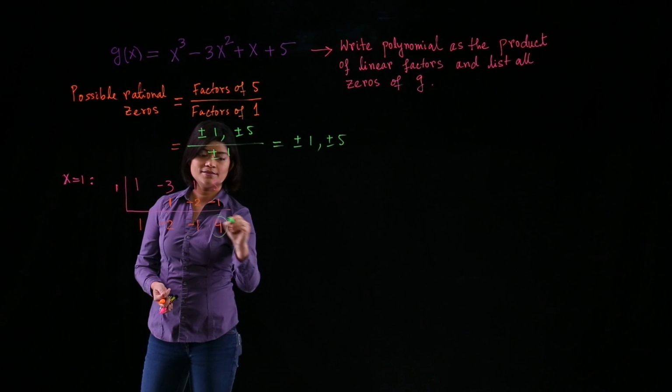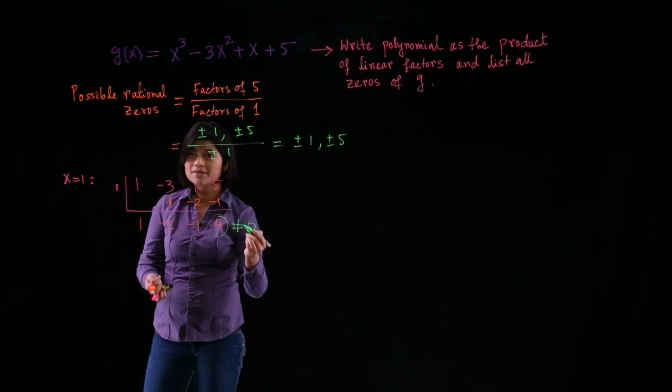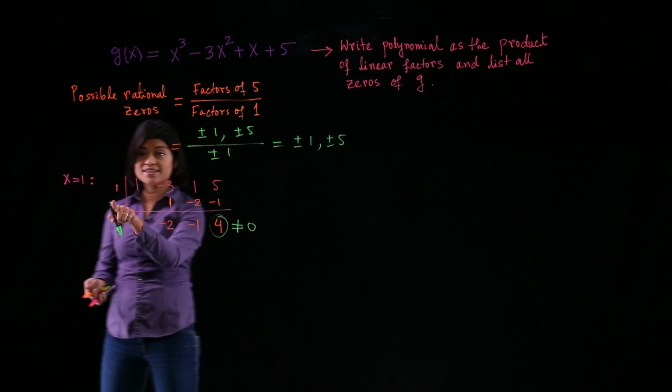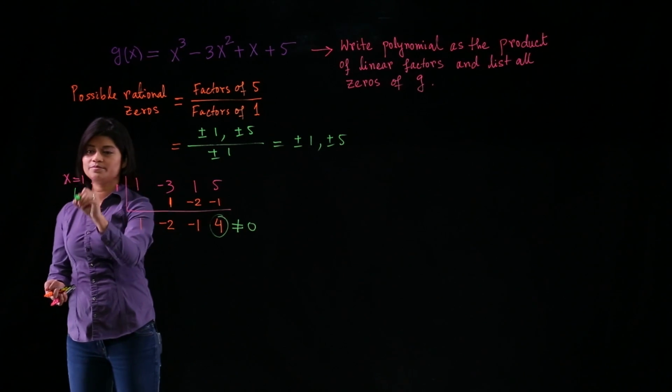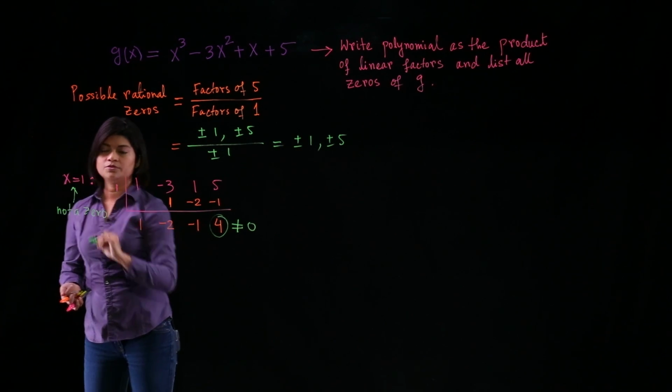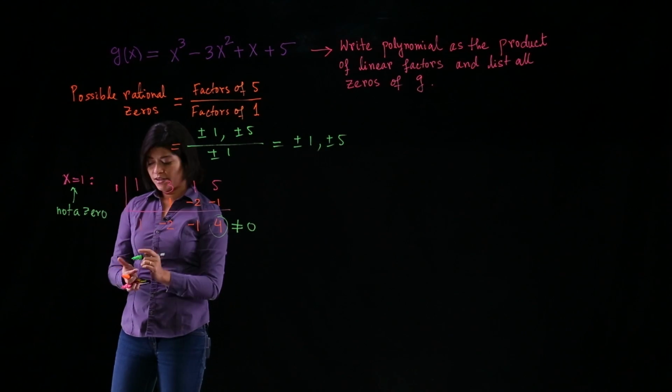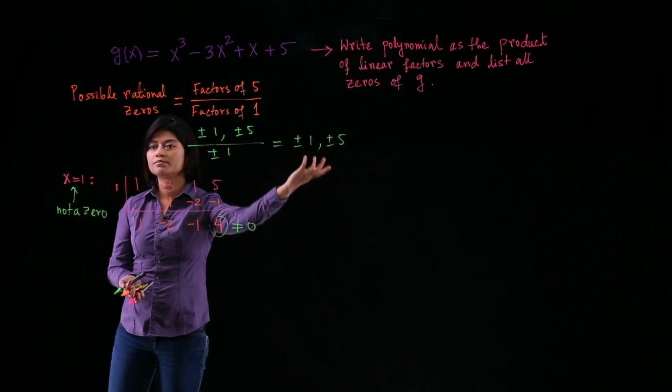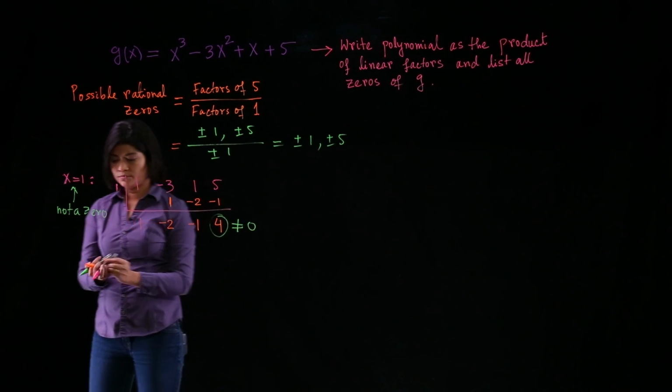So do you remember what that means? Well, this is not 0. So the remainder is not 0, which means x equals 1 is not a 0. Okay, so you have to discard that. Let's move on. Let's take the next number. How about x equals negative 1? So let's try that.